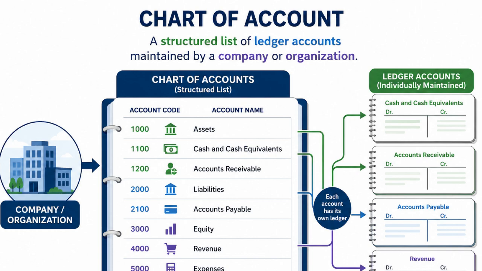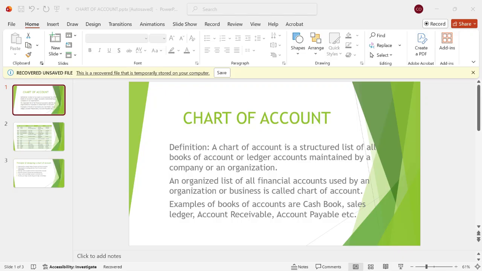An example of such books of account are, number one, cash books, sales ledgers, account receivables, account payables, and many more. So a list that has the full breakdown of the different books of account that an organization has or maintains is called what? A chart of accounts. Let me quickly show you a quick pictorial structure of what a chart of account is.